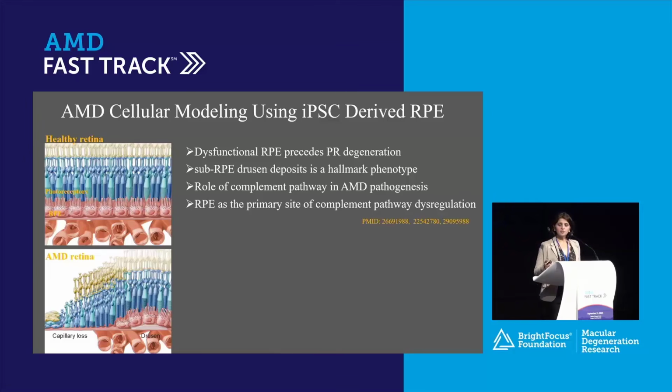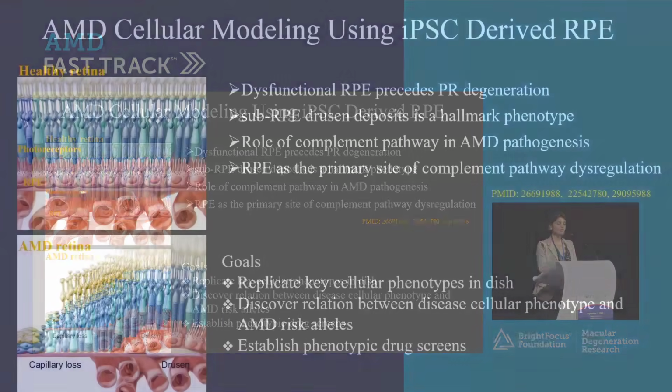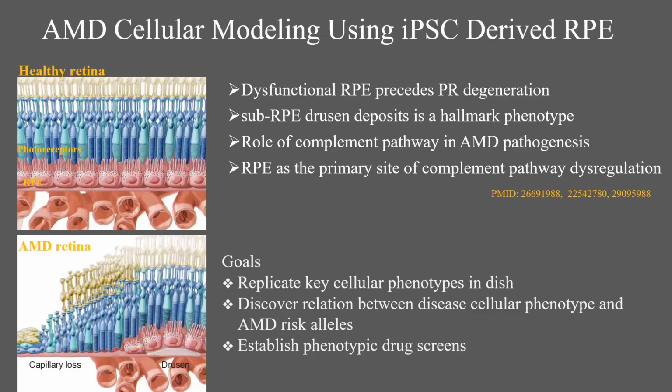So with all this information that we know in the field, we set up these goals. We wanted to replicate the key cellular phenotype in a dish. We thought if we are able to make this disease in a dish, then it will allow us to study the cellular phenotype of AMD risk alleles. And I think the advantage of working with human cells is that you have access to patient cells, and you can actually make patient iPSCs carrying risk alleles and study them in a dish.